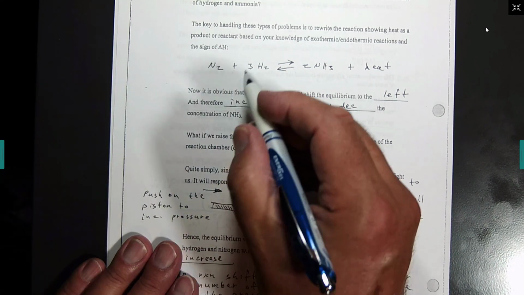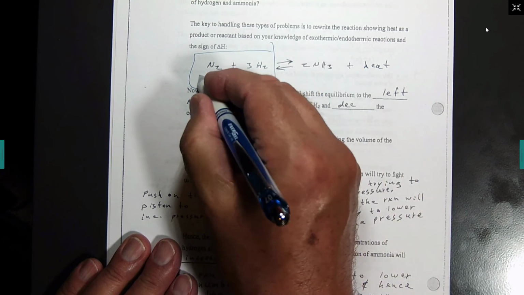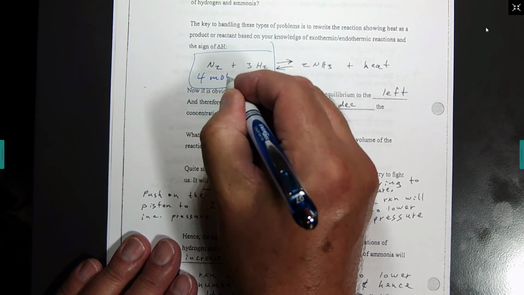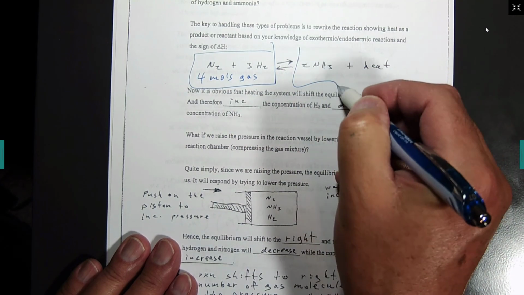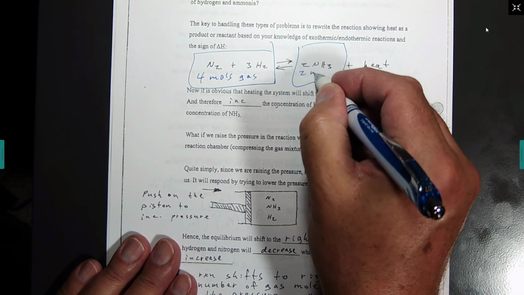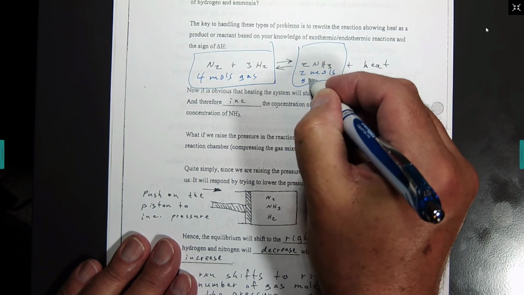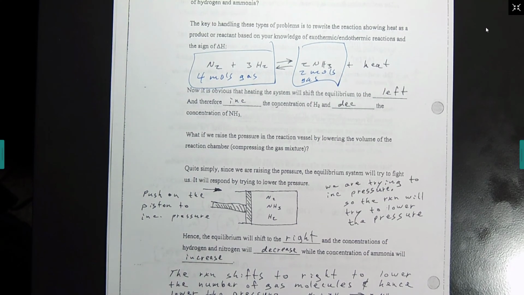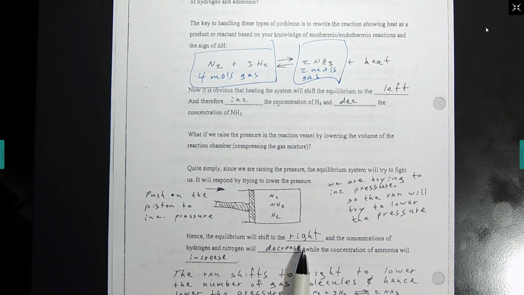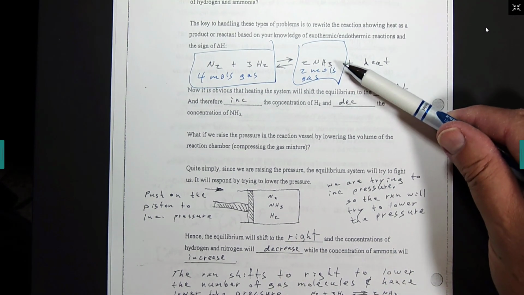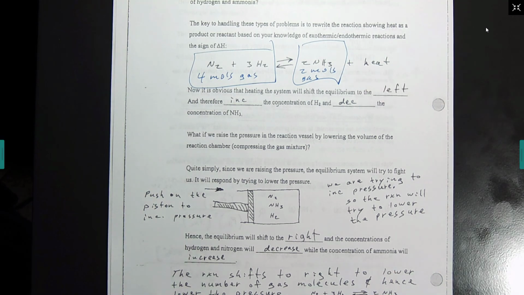It's going to try to take this 4 moles of gas and turn it into this, which is 2 moles of a gas. So as I increase the pressure, the equilibrium will shift to the right, and I'll end up making more and more ammonia. Indeed, when they run this reaction, they run it at very, very high pressures to try to push that equilibrium to the right and make more and more product.